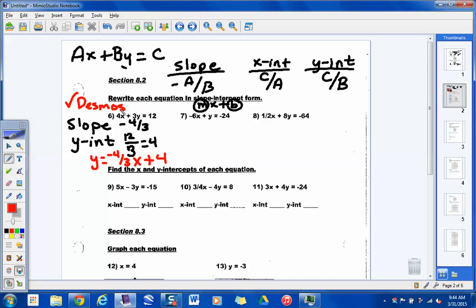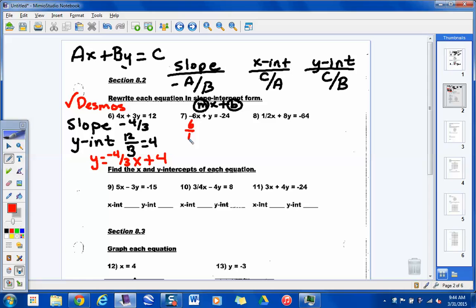Who's got any answers for me? Hannah, help me out. First of all, what's the slope? How'd you get 6? So I'm just going to write it numerically. Slope would have been the opposite of A over B. So 6 over, I don't see a B value. Okay, slope is 6. How about the y-intercept?